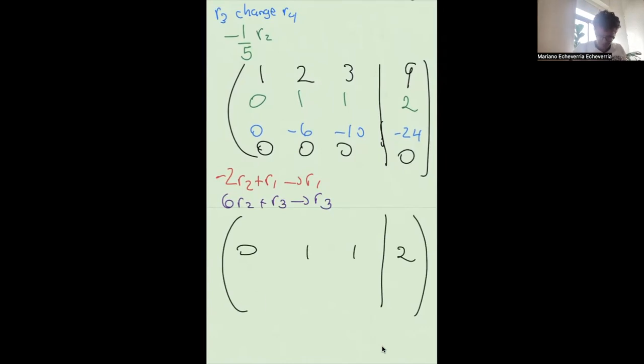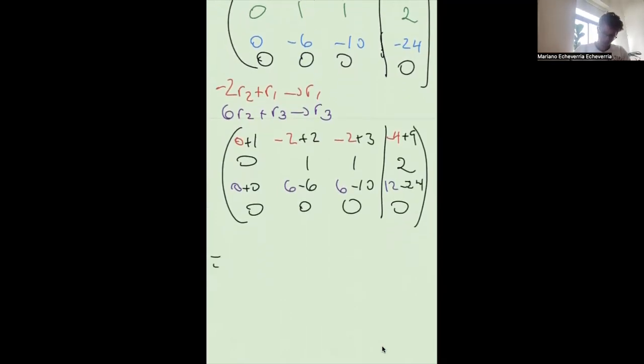I have 0, 0, 0, 0, 0, 0, 0. And then -2 times row 2 again gives you 0, -2, -2, -4. And then this one is 0, 6, 6, 12, good. And then you're adding that to the coefficients of each row, so it's +1, +2, +3, +9, and then +0, -6, -10, -24.